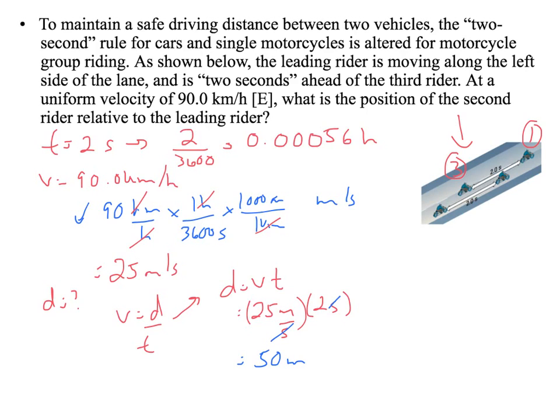Now, what is the position relative to the first? Well, since the riders are going east, we would say that the second rider is 50 meters west of the first rider. So the third rider is 50 meters west of the first rider.